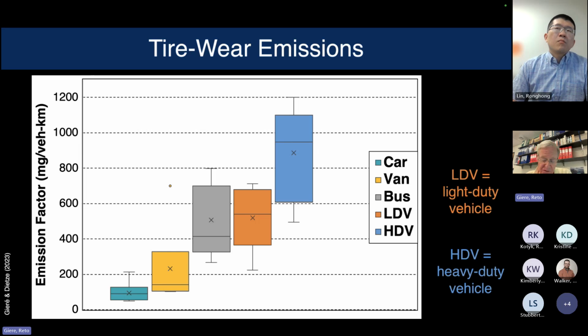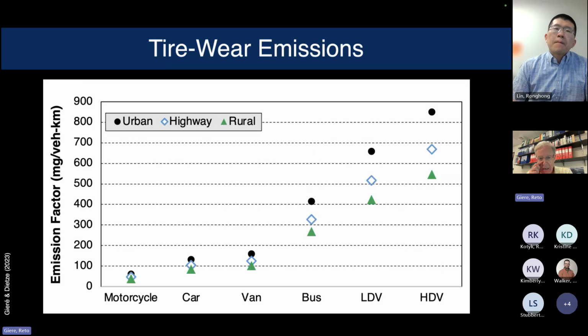And in fact, electric vehicles are typically considerably heavier than combustion engine vehicles, which means that not only will the tire wear emissions go up proportionally, but the absolute quantities will go up because they're heavier. Another important fact is that these relationships between heavy and light vehicles are maintained across all different types of roads.